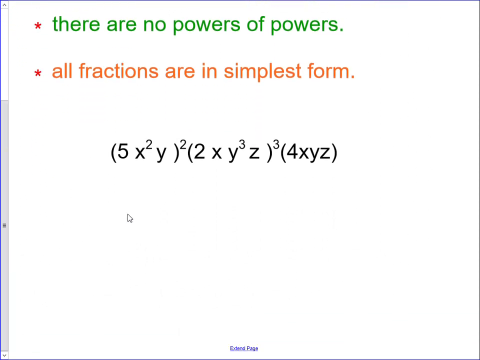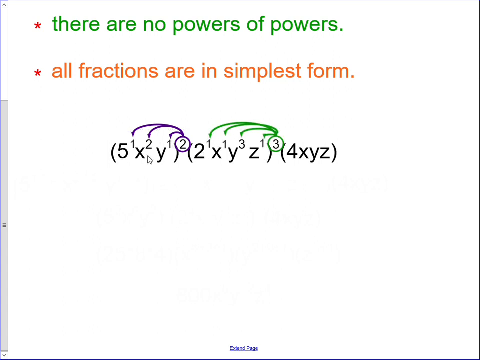Here we have an expression, and it says 5x to the second power y raised to the second power times 2xy to the third power z raised to the third power, and then that multiplied by 4xyz. So there's some power of powers in here, or powers of products, so we're going to have to use the distributive property. I know this exponent of 2 is going to distribute across this product. And here I know this exponent of 3 is going to distribute across this product.